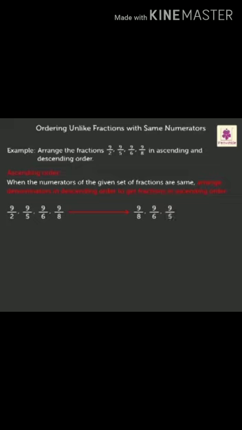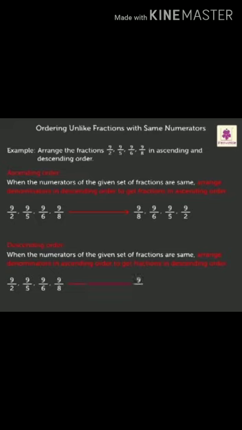For ascending order, when the numerators of the given set of fractions are same, arrange denominators in descending order to get fractions in ascending order. Thus, we get ascending order as 9 upon 8, 9 upon 6, 9 upon 5 and 9 upon 2. For descending order, when the numerators are same, arrange the denominators in the ascending order to get fractions in descending order. Thus, we get descending order as 9 upon 2, 9 upon 5, 9 upon 6 and 9 upon 8.